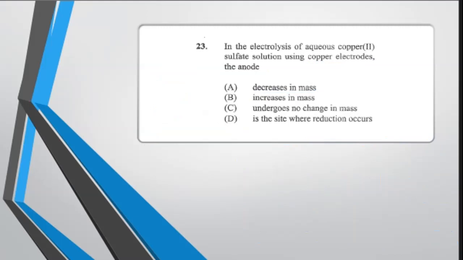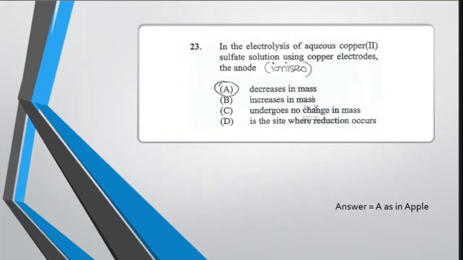So to answer the question, what is going to happen is that ionization is going to take place. The copper is going to become ionized. It means it becomes an ion, and in the process, the mass of the electrode is going to decrease, and eventually you'll have to replace the electrode. So the answer is A, as in apple.